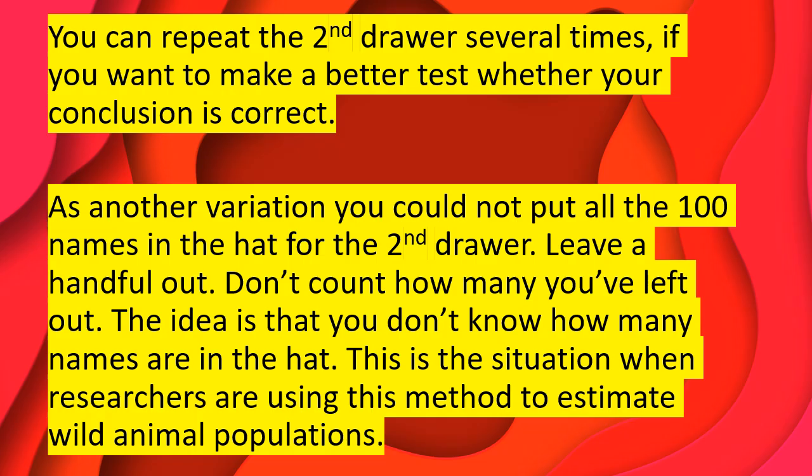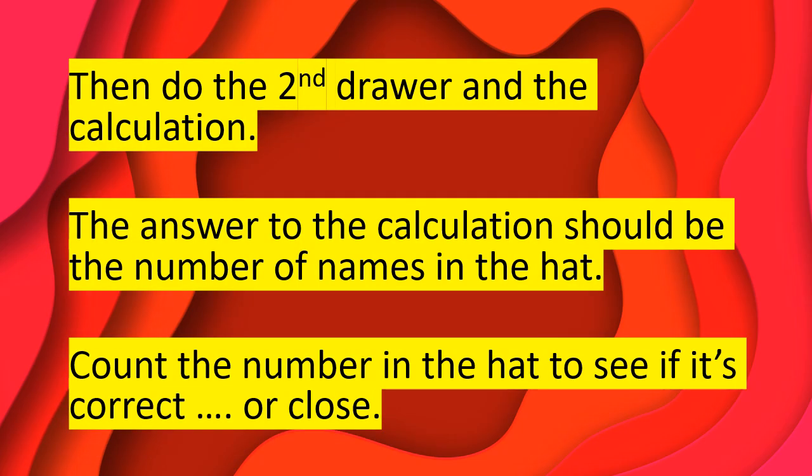As another variation, you could not put all the 100 names in the hat for the second draw. Leave a handful out. Don't count how many you've left out. So the idea is that you don't know how many names are in the hat. And this is the situation when researchers are using this method to estimate wild animal populations. Then you do the second draw and the calculation, and the answer to the calculation should be the number of names in the hat. So count the number in the hat to see if it's correct or close.